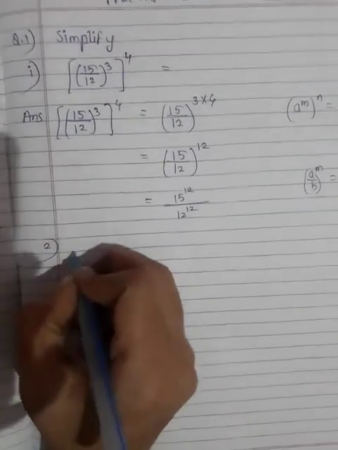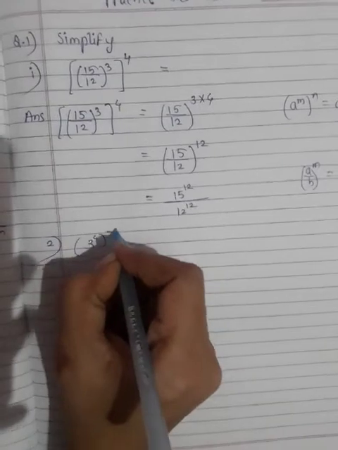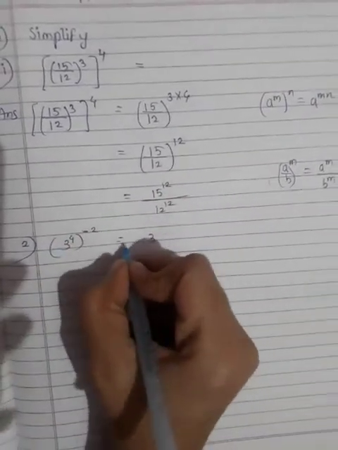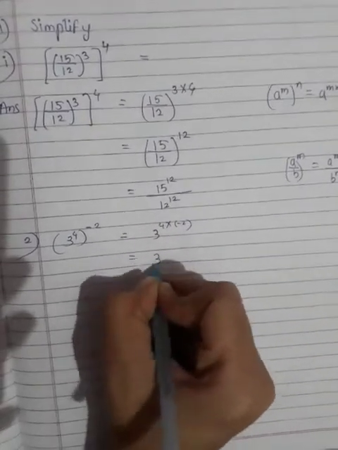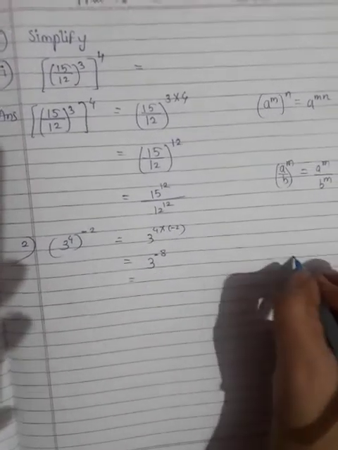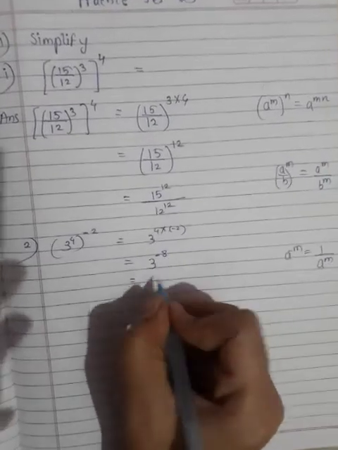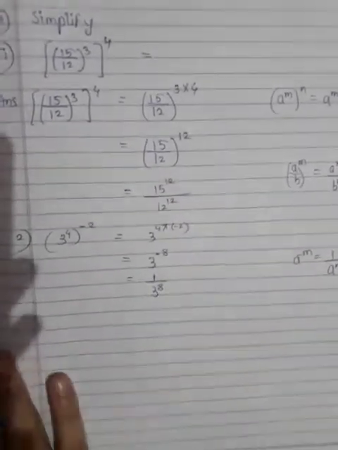Now 2: (3^4)^(-2). Again use this property, (a^m)^n is a^(mn), so 4 multiplied by -2, and 4 multiplied by -2 is -8. Again you can simplify: a^(-m) means 1 upon a^m. So 3^(-8) means 1 upon 3^8. So like this you can simplify.